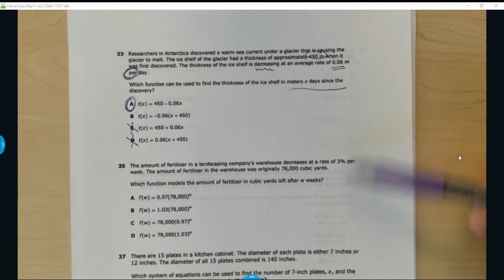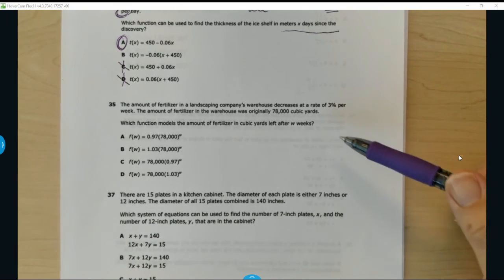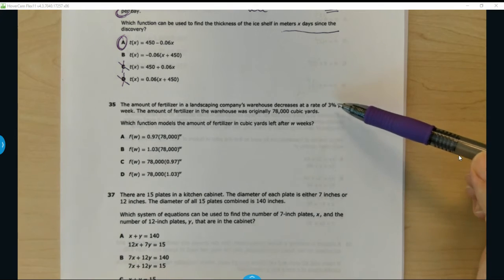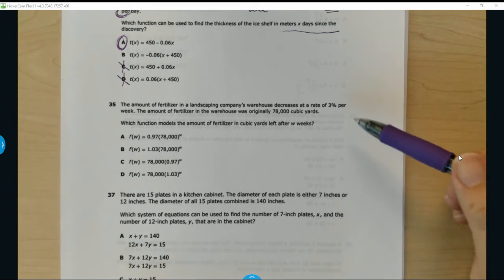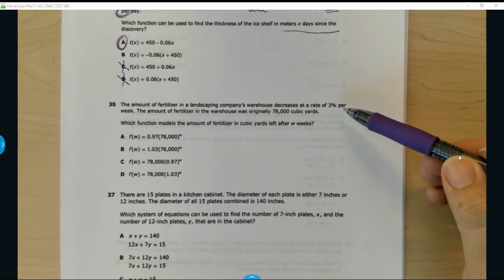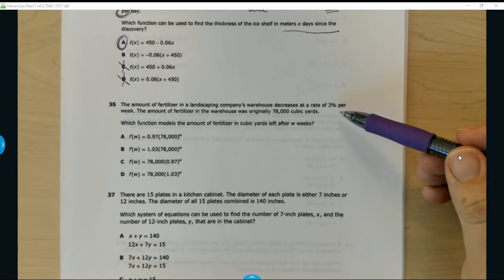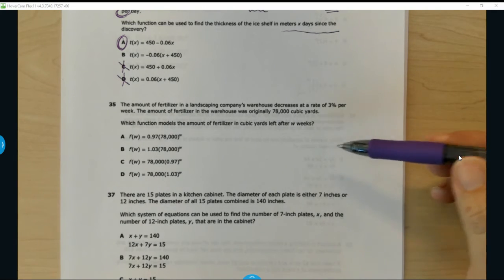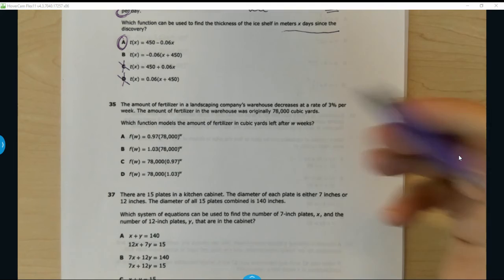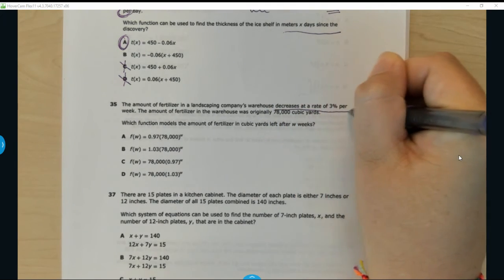Okay, we're going to do one more, number 35. The amount of fertilizer in a landscaping company's warehouse decreases at a rate of 3%. This should look familiar to you because you had this on your Unit 9 test. Let's start again. The amount of fertilizer in a landscaping company's warehouse decreases at a rate of 3% per week. Decreases at a rate of 3%.